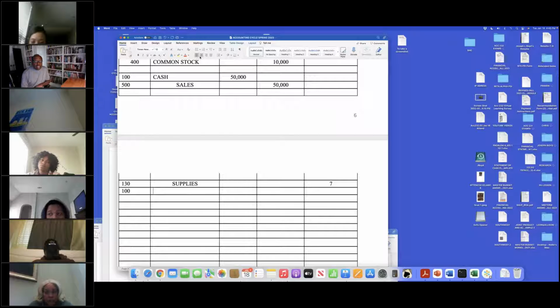And that's going to be $1,000. So you see how a journal entry looks. It has both a debit and a credit, and they have to equal. So you've got to have at least two accounts, and the debits have to equal the credits. So let's do one more.